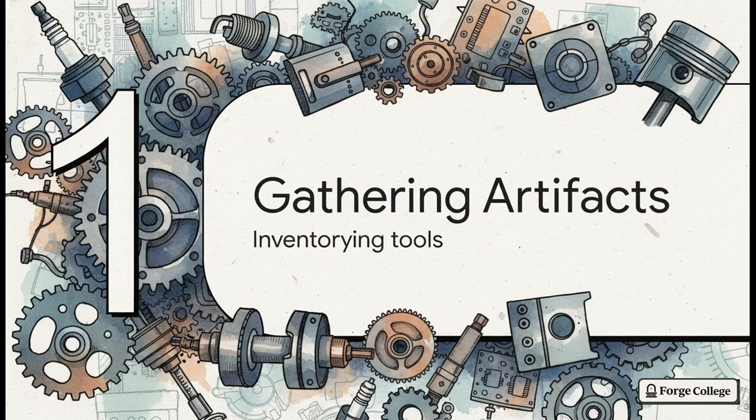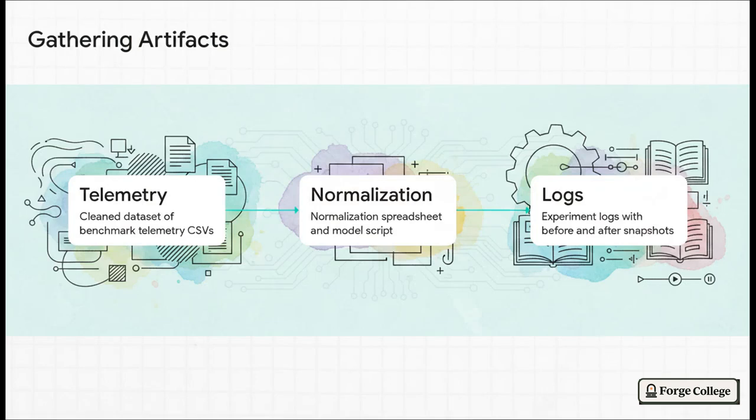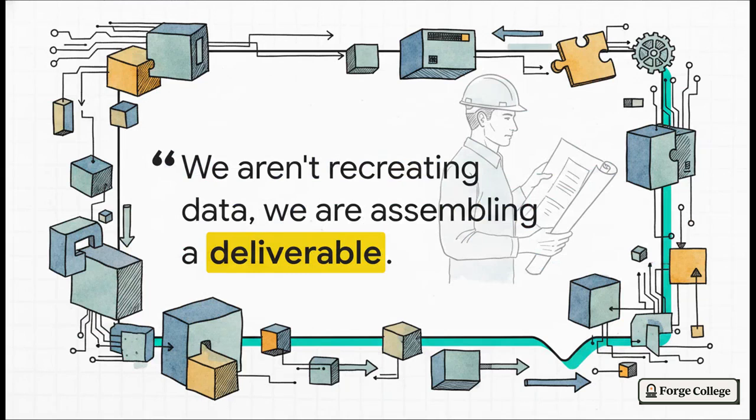Let's take a quick inventory of your tools. If you remember our previous lesson on identifying and testing optimization opportunities, you'll recall they generated some really valuable outputs. Well, we're grabbing those exact 3 artifacts right now. So pull up your clean telemetry CSVs, your normalization script, and your experiment logs, complete with those before and after snapshots.